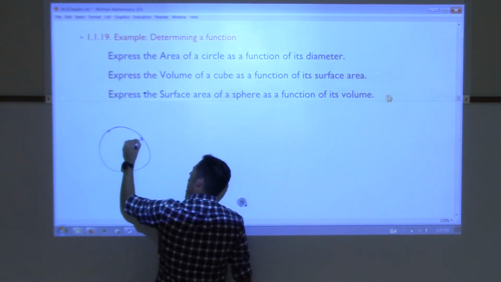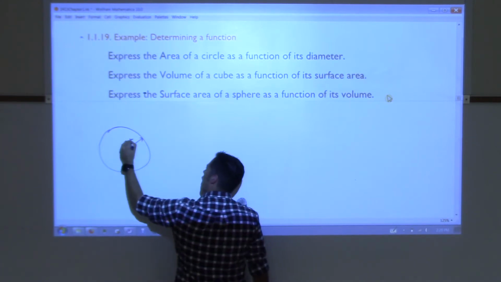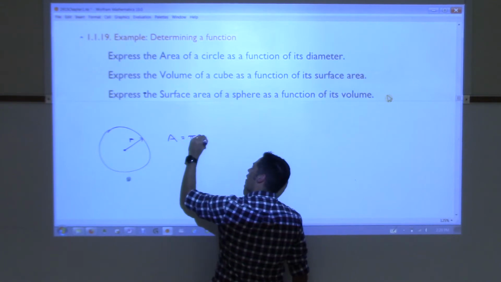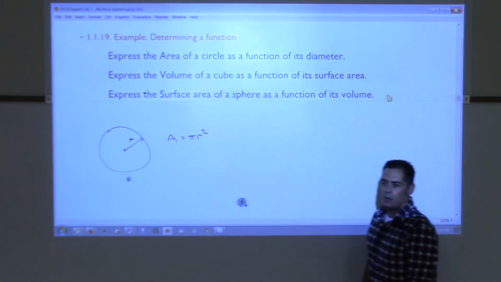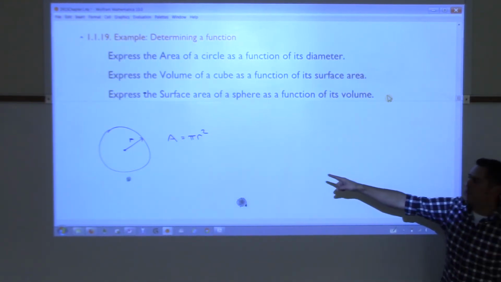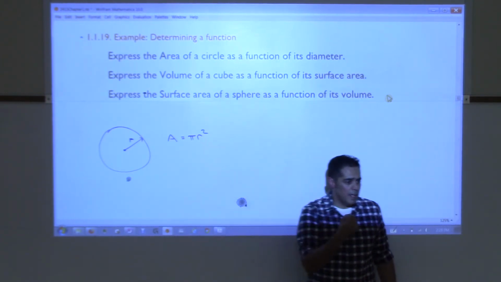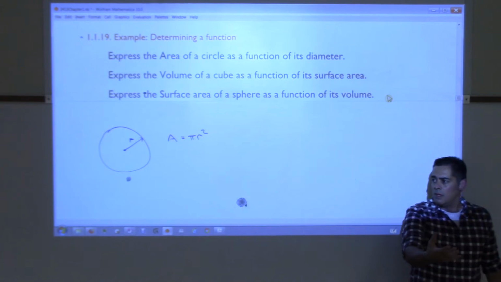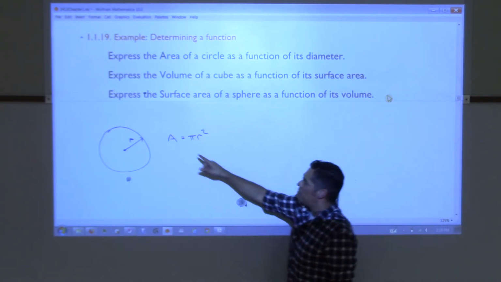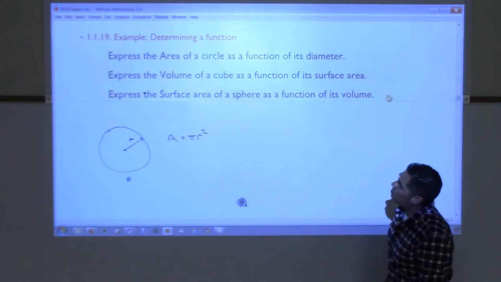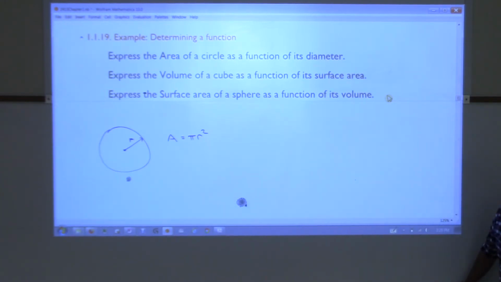So here's what we said earlier when we were talking about areas of circles. We said the area of a circle is pi r squared, right? Written like this, the area depends on r, doesn't it? You give me r, I give you area. So area depends on r. But I want us to express the area of a circle as a function of its diameter. So I don't want r in there, I want d in there instead.